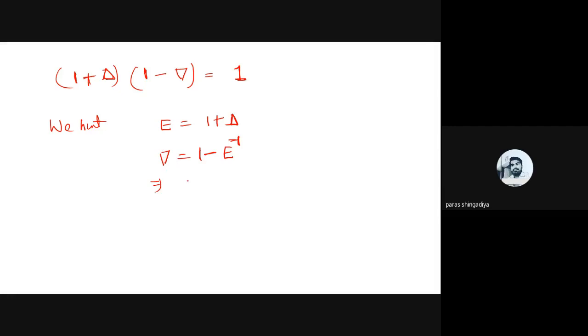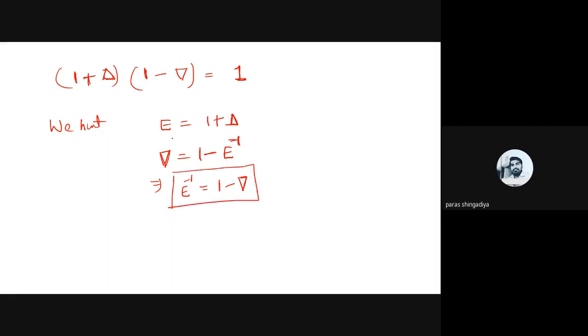You can shift nabla to this side and minus E inverse to this side. So it will be plus E inverse here, and this is equal to 1 minus nabla. Clear? We just interchange both terms. Here negative E inverse is shifted to this side, and here nabla is shifted to this side. Just interchange this, so the negative converts to positive. So that is the second result.